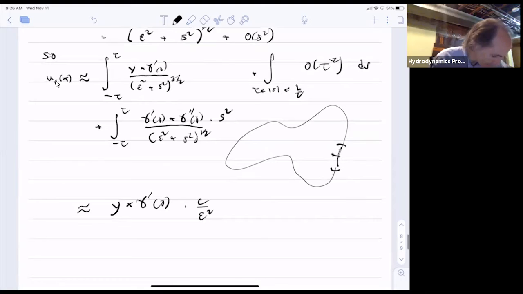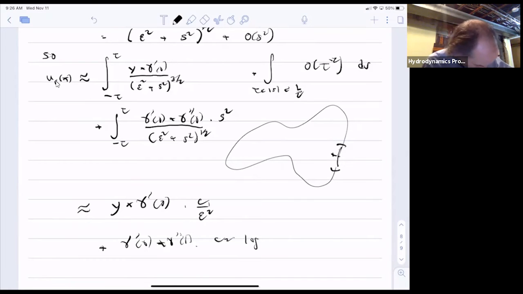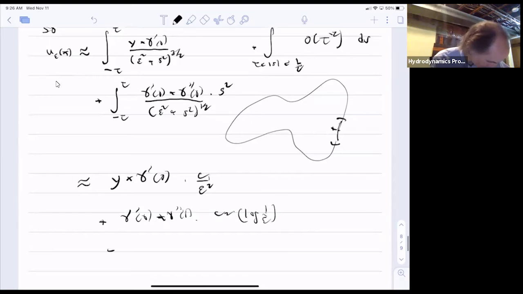And similarly, the other one is going to be plus gamma prime cross gamma double prime of 0. And then there's some constant times log 1 over epsilon. And then there's more stuff. And so here there'll be error terms involving tau.